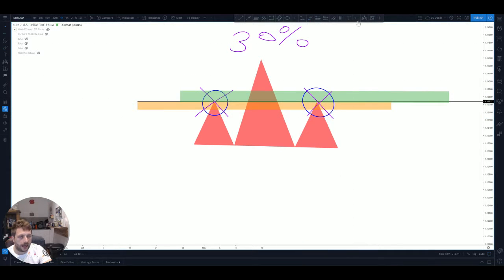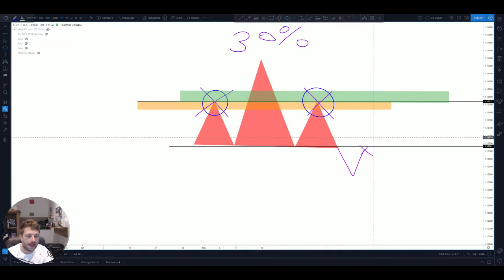Then we have the neckline. This is the neckline, the bottom, the base of support. The second valid opportunity will be the retest of that neckline. They're the two places we will allow ourselves to trade this. Anywhere else, really, there's no point.